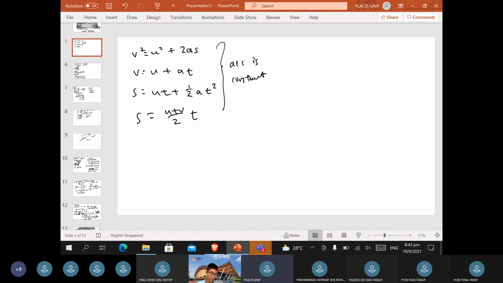Okay, let's take a look at any questions you all have. So on Telegram, it looks like there's one kinematics question.